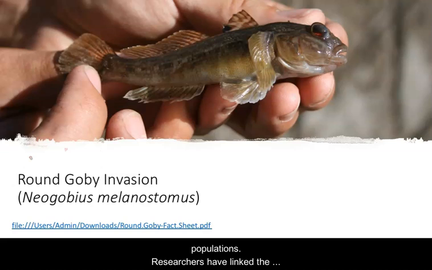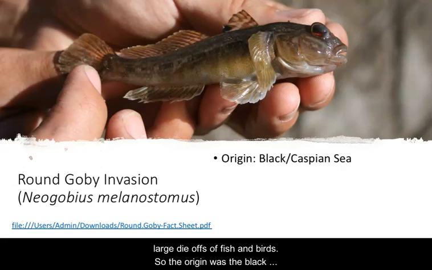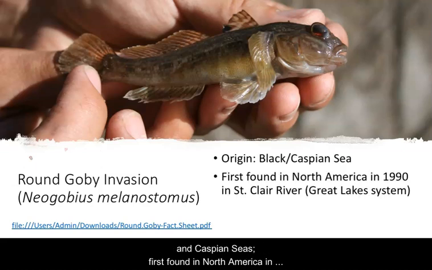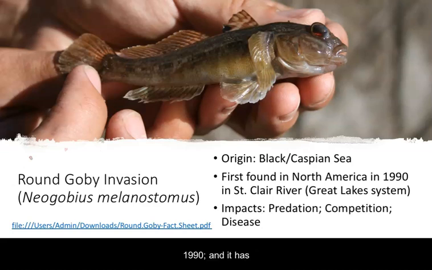Researchers have linked the round goby to outbreaks of botulism in various fish and fish-eating birds in freshwater lakes, and the disease is caused by a toxin that may be passed from zebra mussels to gobies and birds, and it results in these large die-offs of fish and birds. So the origin was the Black and Caspian Sea, first found in North America in 1990, and it has multiple impacts on natural species. So the interactions between these organisms and how they interact with the environment is what we mean when we talk about ecology.